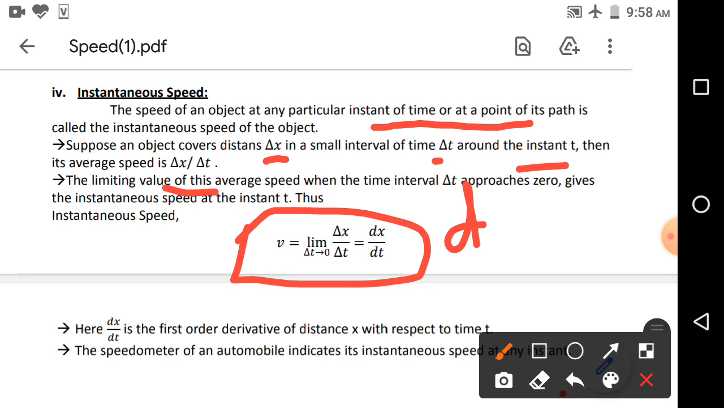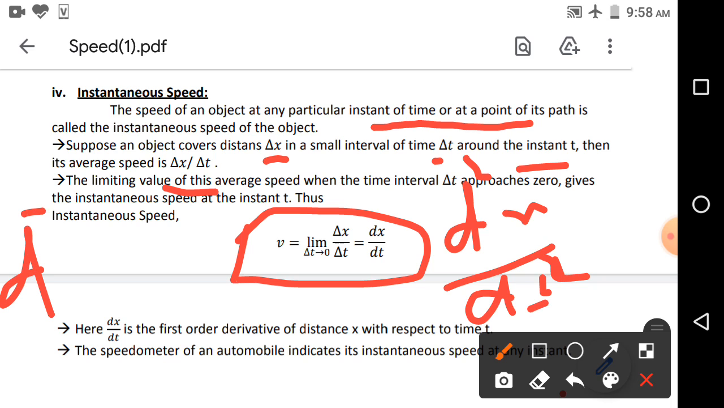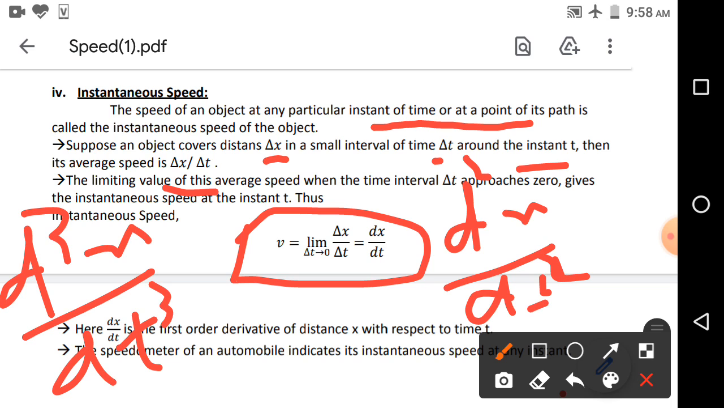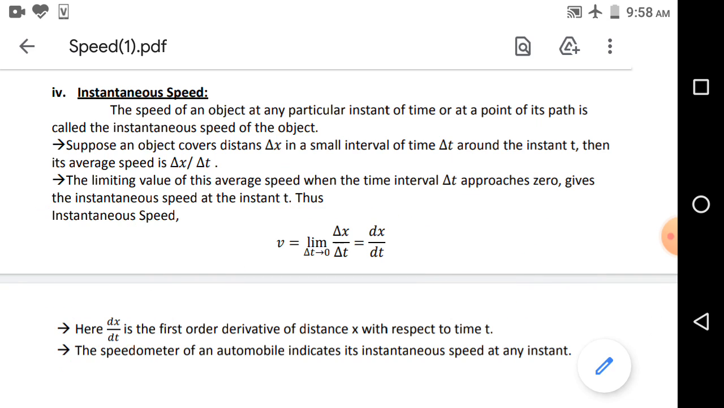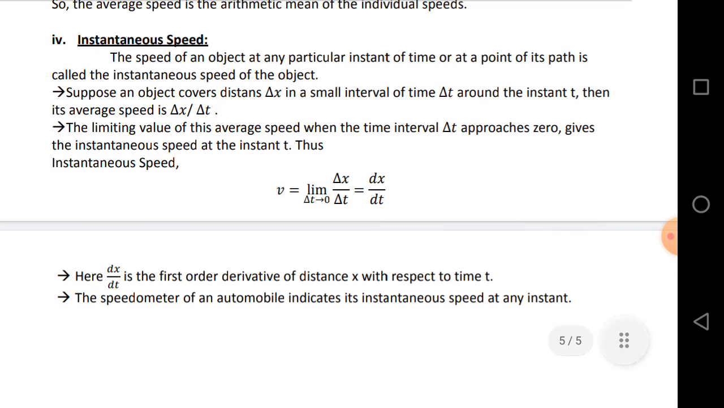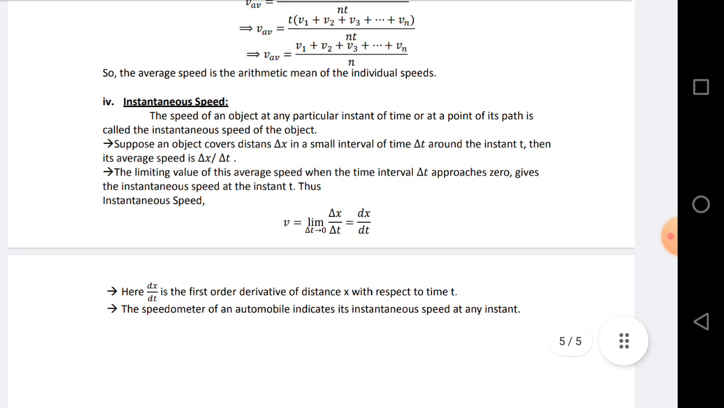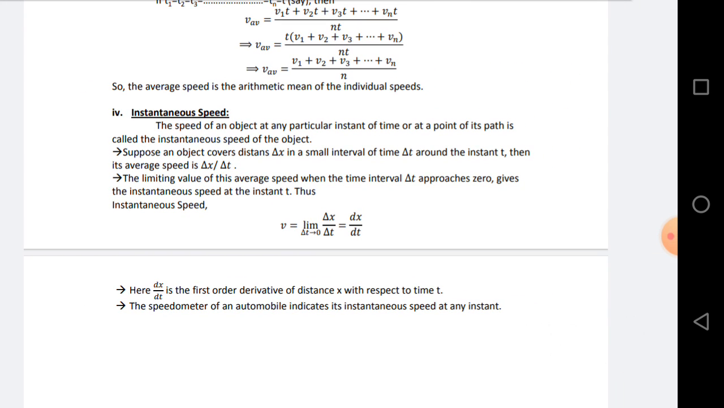If it was written like d square x by dt square, in this case it is second order because square is there. If d3x by dt cube, then it is called third order. Okay, then for a real life example, the speedometer of an automobile indicates the instantaneous speed at any instant. So this is all about speed and types of speed.